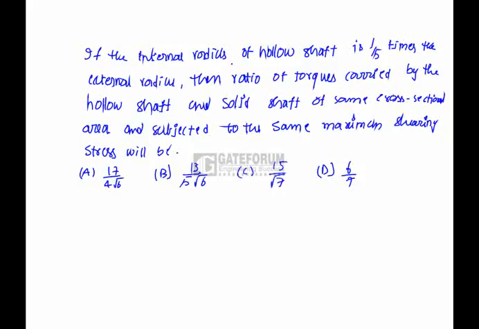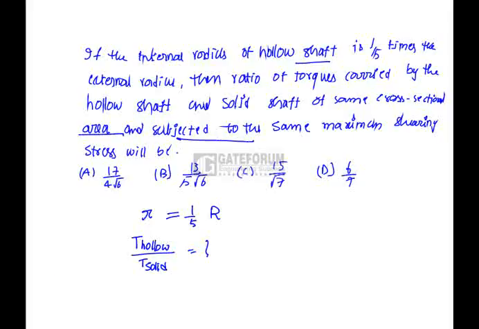The question is, if the internal radius of the hollow shaft is 1 by 5 times the external radius. So internal radius r is equal to 1 by 5 times the external radius R. Then the ratio of torque carried by the hollow shaft to the solid shaft, we have to find out, of the same cross-sectional area and subjected to the same maximum shearing stress. The condition is given as cross-sectional area is same and maximum shearing stresses are same in case of hollow and solid.